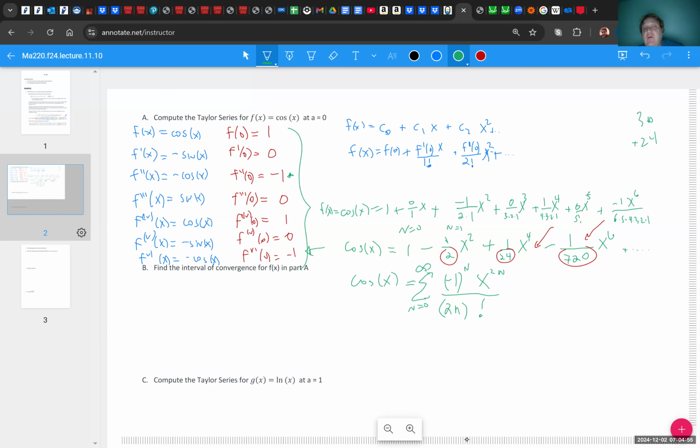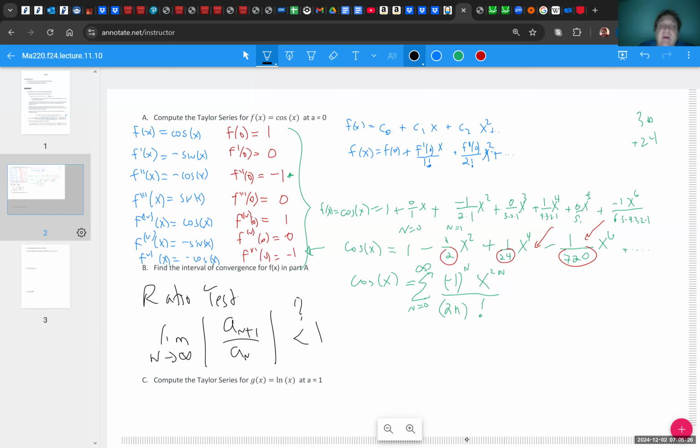And we need a closed form in order to find the interval of convergence, because we're going to be using the ratio test to find the interval of convergence. And for the ratio test, if you want to recall, you look at the limit as n goes to infinity, and you take the n plus 1th term divided by the nth term, the ratio, and you try to find out when that is less than 1. When it's less than 1, we get a converging series. When it's greater than 1, we get a diverging series. If it's equal to 1, we don't know either way.